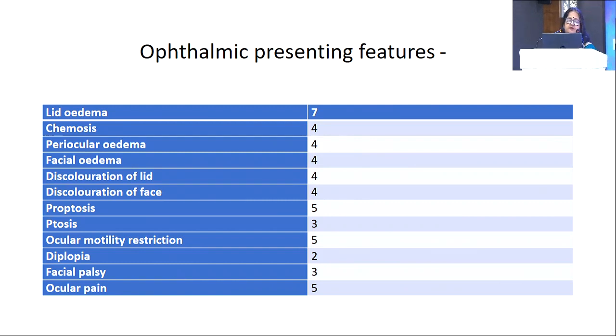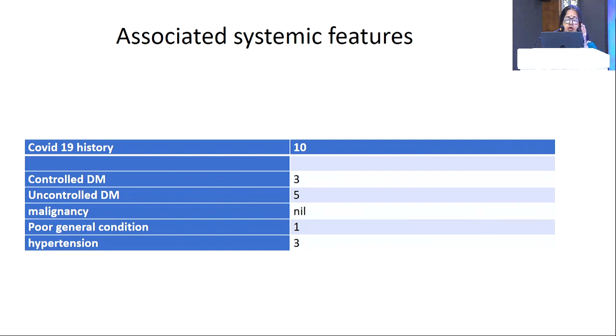Lid edema was present in 7 cases. Chemosis, periocular edema, facial edema, discoloration of the lid, and discoloration of the face were found in 4 cases, and proptosis was found in 5 cases. Ptosis, ocular motility restrictions, diplopia, facial palsy, and ocular pain were the other varieties of ophthalmic manifestations.